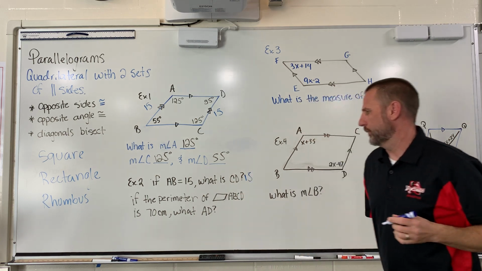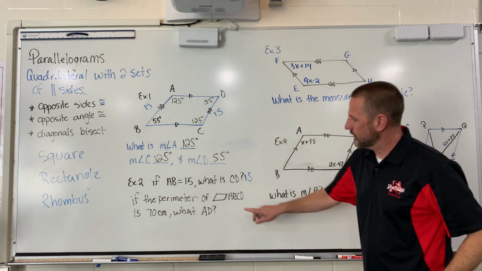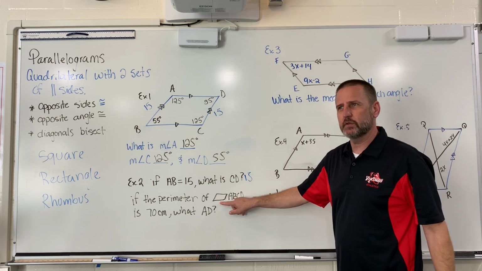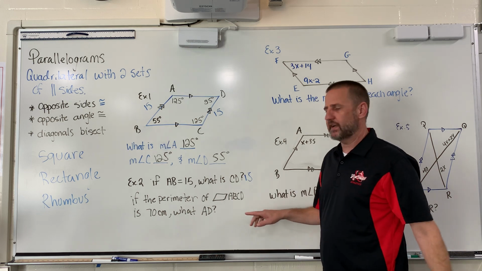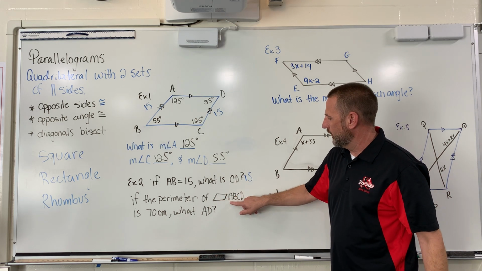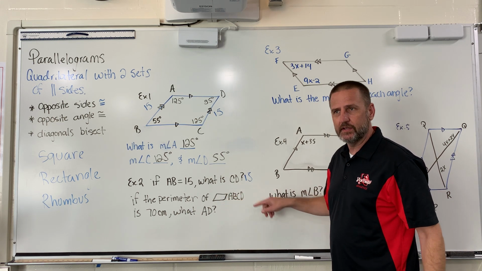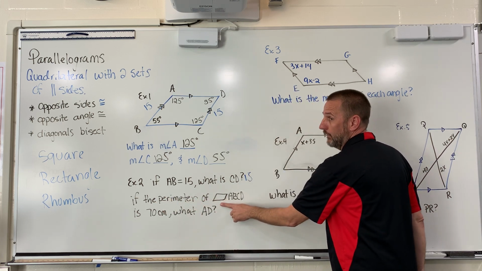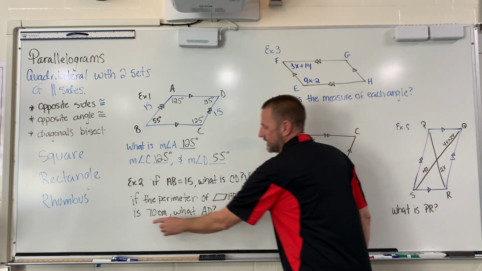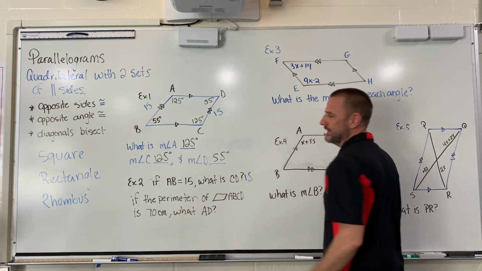My follow-up question was, if the perimeter of, and this little symbol that you see sometimes in books, it just looks like a little rectangle laying on one side, and it has that symbol followed by four letters, A, B, C, D. That stands for the word parallelogram. So if the perimeter of parallelogram ABCD is 70, what is AD?